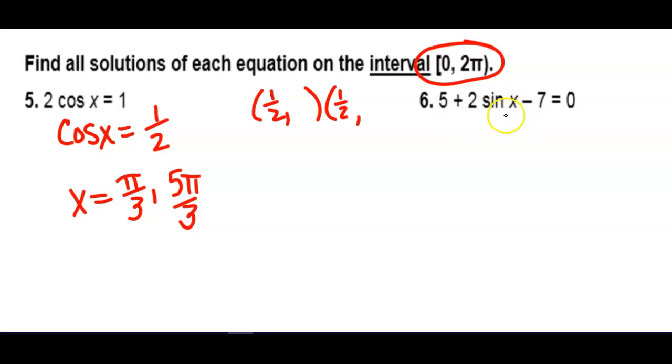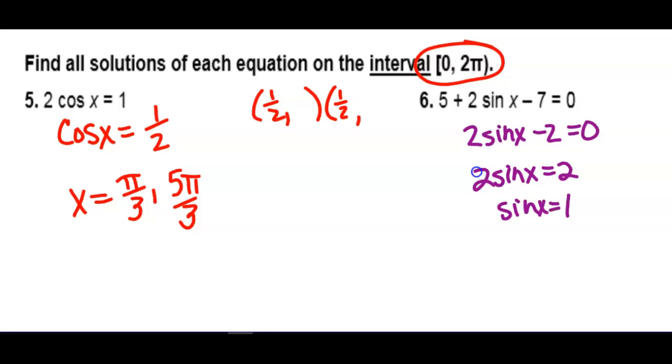All right, this one looks messy, but what we're going to do is just solve for sine x, isolate the function. So let's see, 5 and minus 7 are on the same side. So that's really just minus 2. So we have 2 sine x equals 2, sine x equals 1, and the sine is 1 at this ordered pair only, which happens up at pi over 2, and that's the only place.